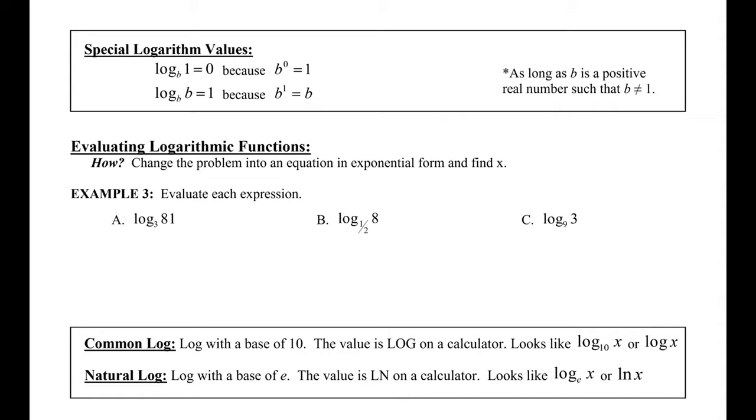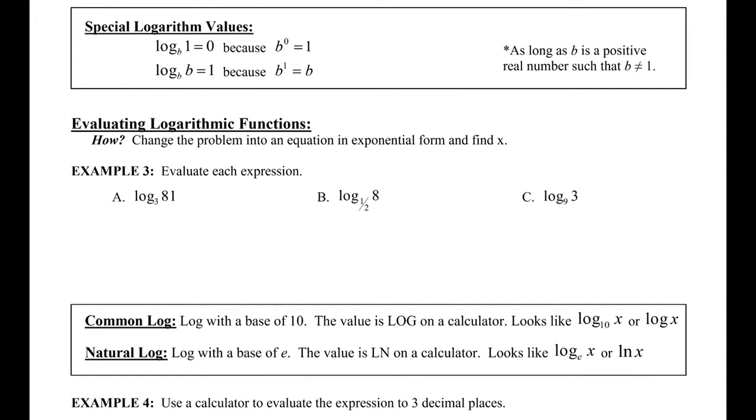Log base b of 1 equals 0 because b to the power of 0 equals 1. Log base b of b equals 1 because the base raised to the power of 1 is still equal to itself. We can evaluate logarithmic functions by changing the problem into an equation in exponential form and finding x.